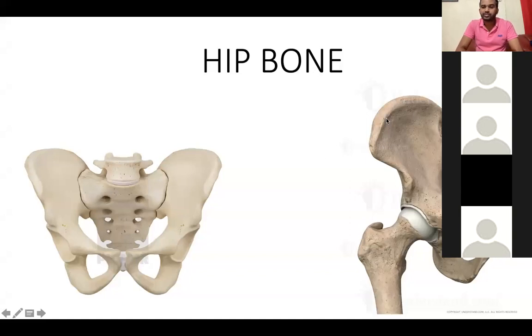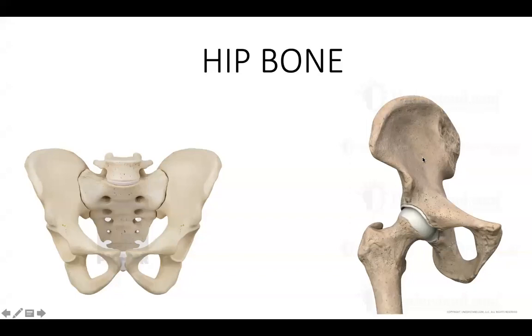The bone which you see on the right of your screen is a hip bone. This is an individual bone, the right hip bone. Here you can see the articulation with the head of the femur, which forms a ball and socket variety of synovial joint, which is the hip joint. Is it clear, everybody? Yes, sir.